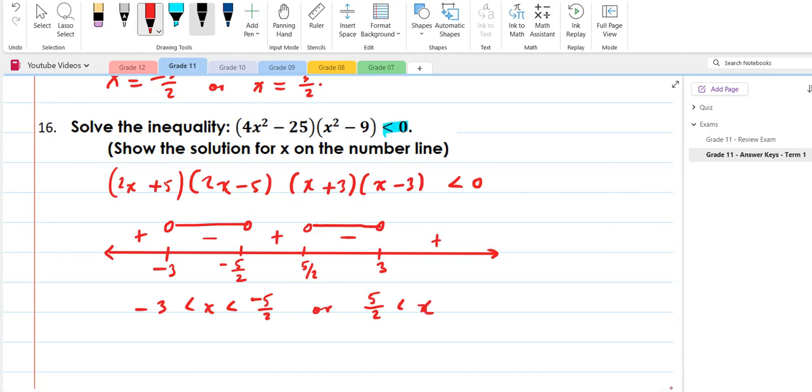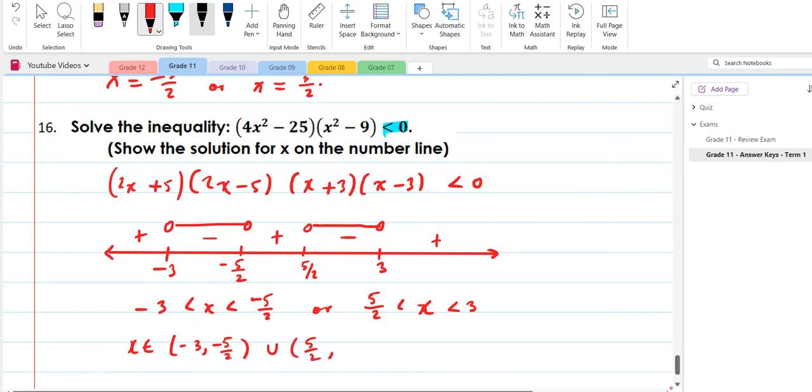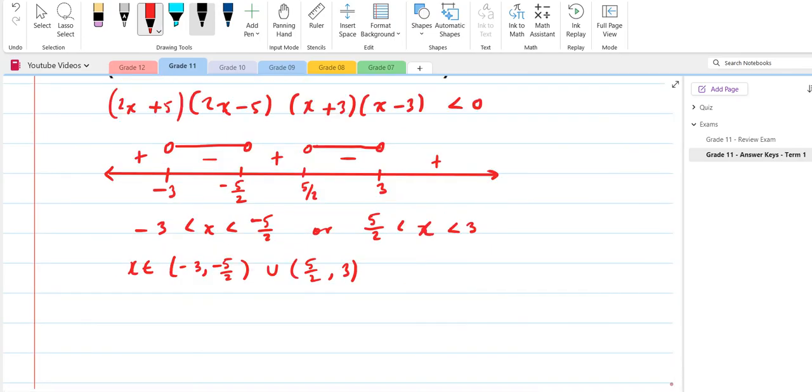So x is less than 3. Writing it in interval notation, it will be from -3, with a round bracket because it's not included, to 5/2, union 5/2 to 3, and that's my solution. Make sure you know how to find the solution on the number line, as an inequality, as well as in interval notation. All three are part of the solution.